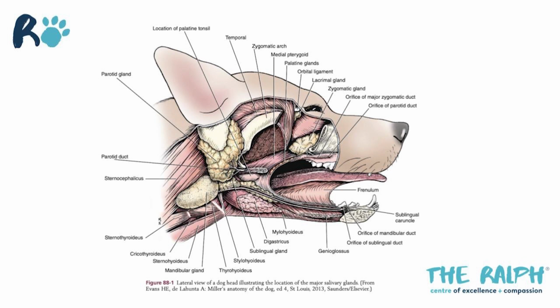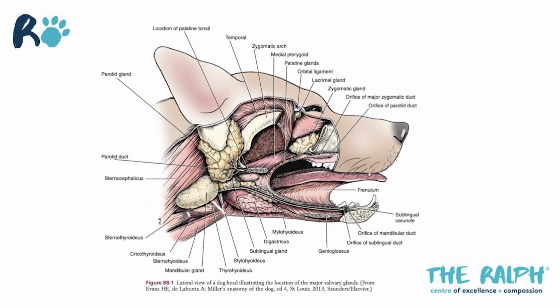There are several small ducts that leave the gland at the rostroventral aspect of it, and they course cranially at the ventral part of the masseter muscle. And then they form the major parotid duct, which opens at this level, at the level of the carnassial tooth, the 4th upper premolar. So this is the orifice of the parotid duct.